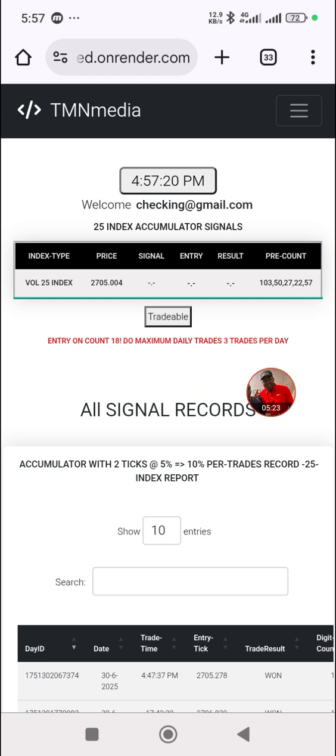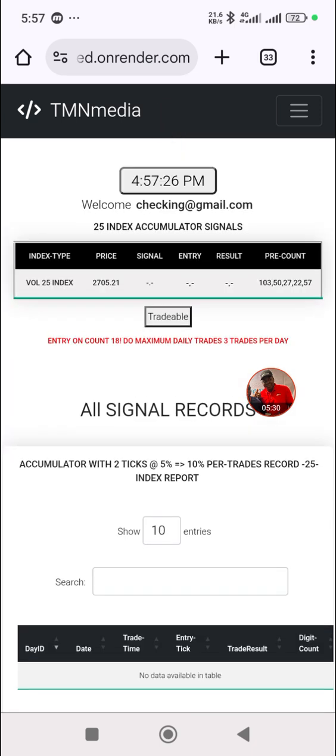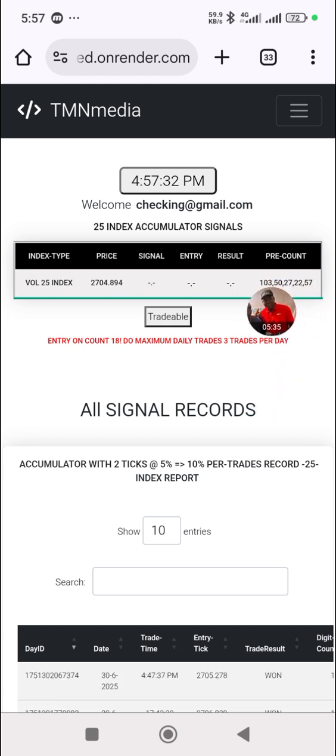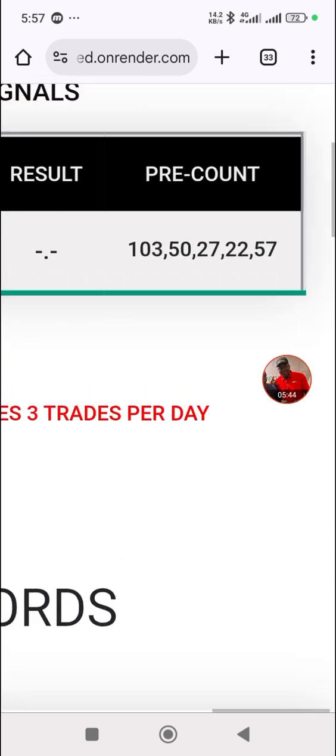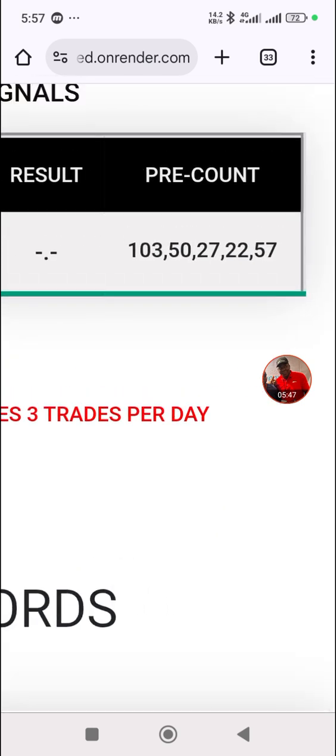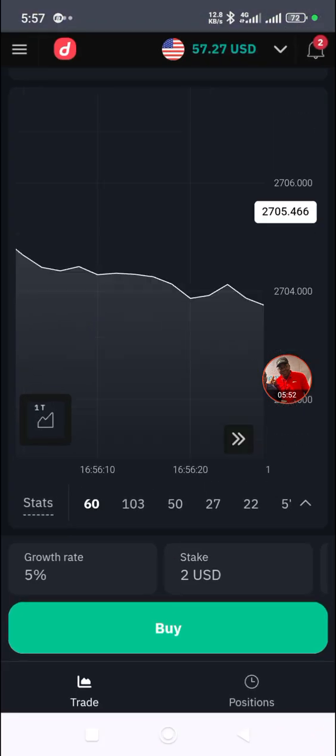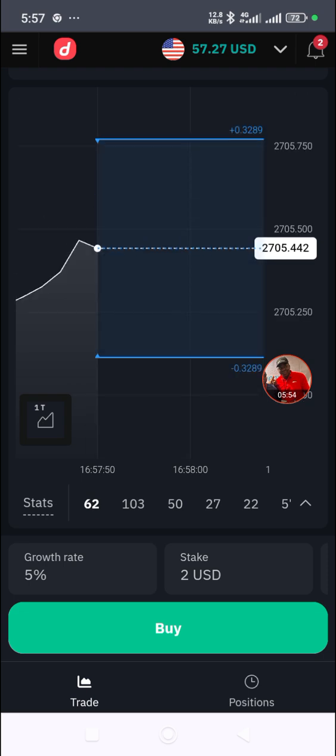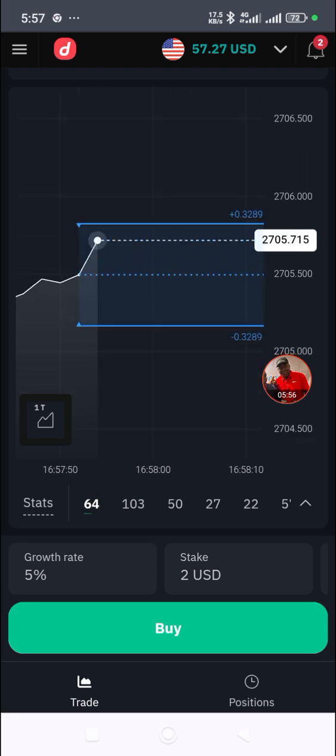Now, one thing I want to show you: let me refresh this so that you get to see the reading very well. The last one is 103. I want you to look at this very well, so let me zoom in. It's moving, it's not stuck. You can see we have 103, 50, 27, 22. So we come back here to Deriv. This Deriv Trader, there's no way to split it. I don't know how to split it.